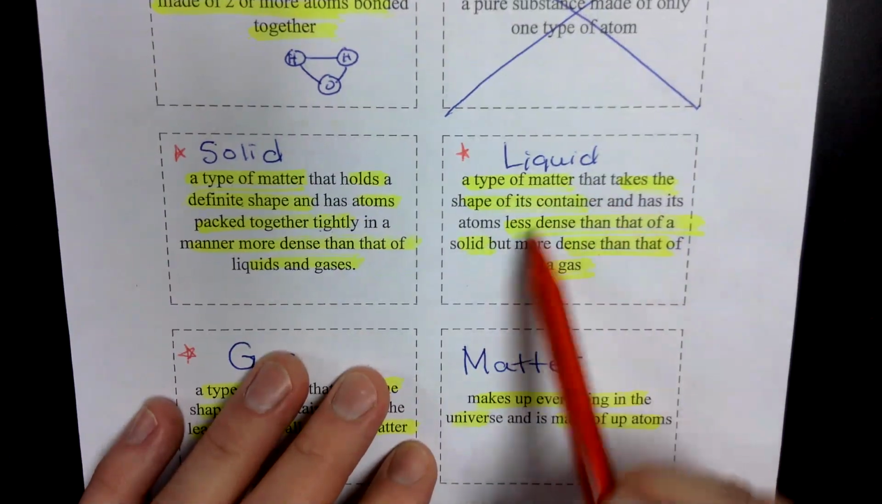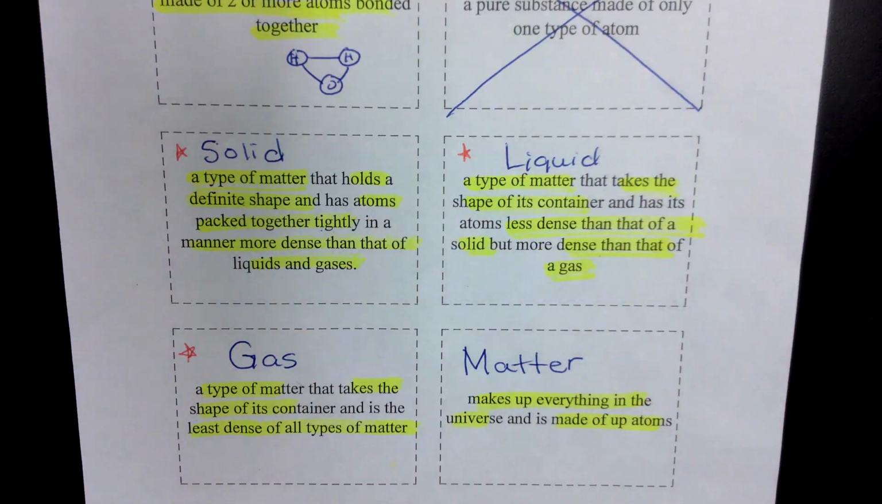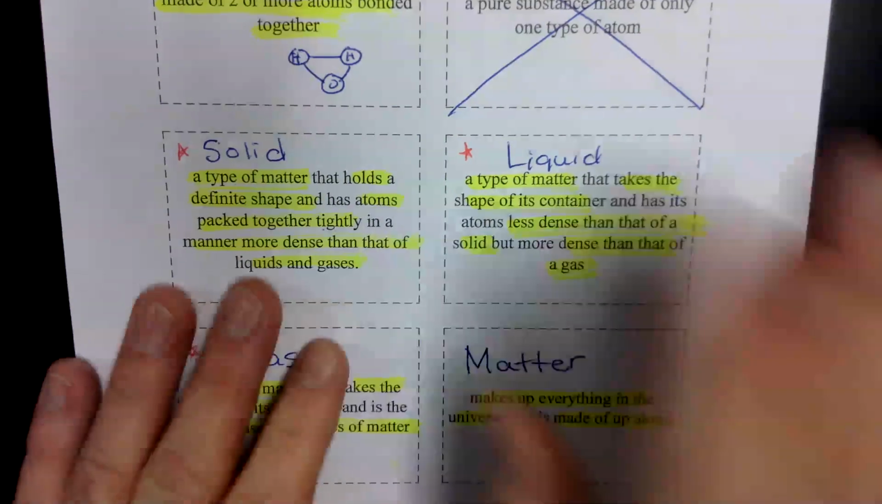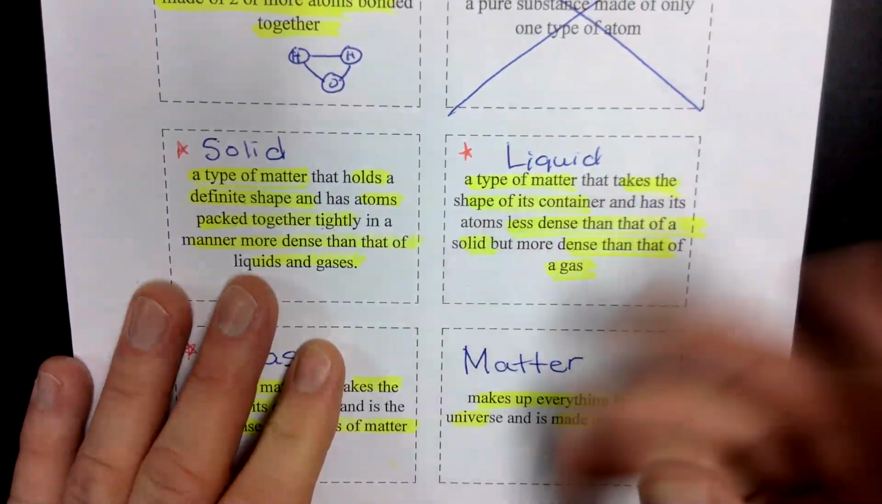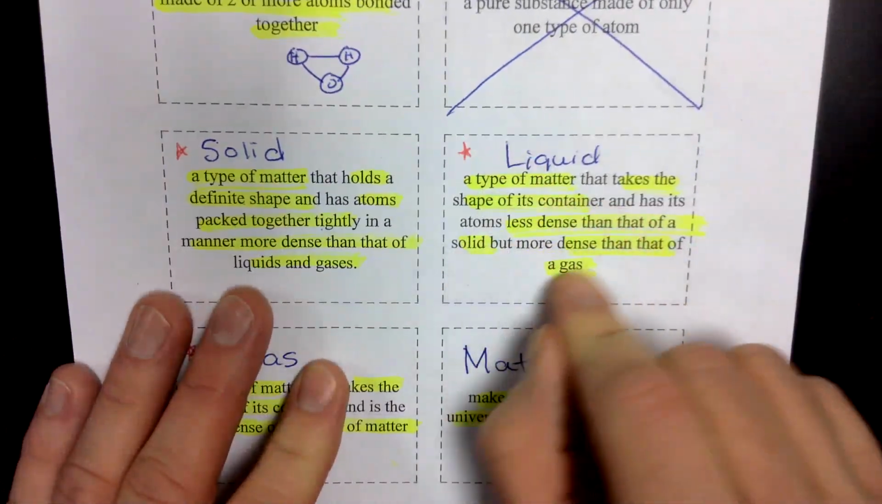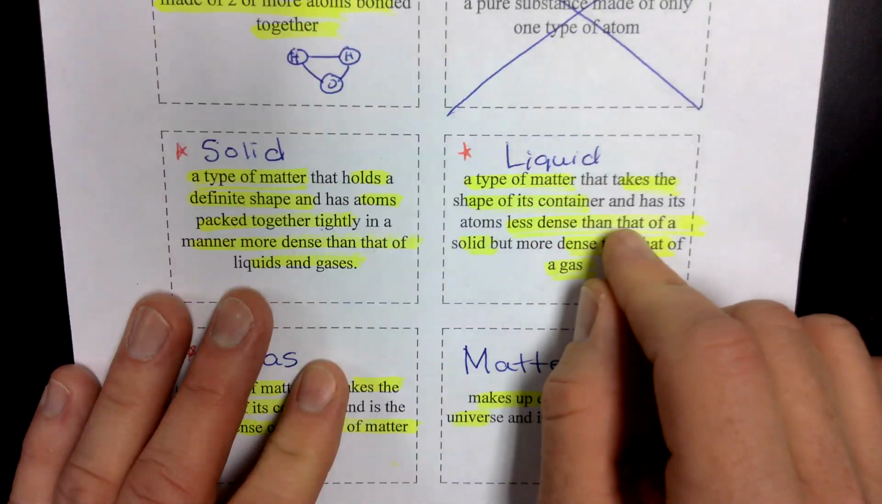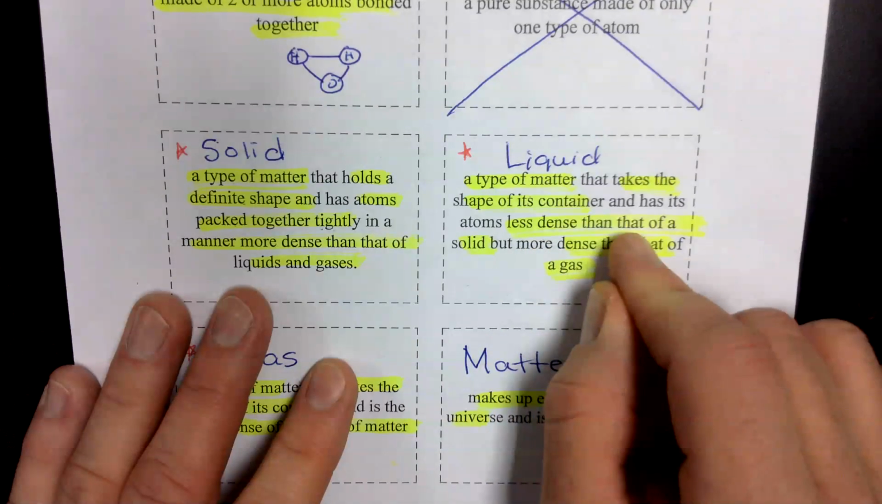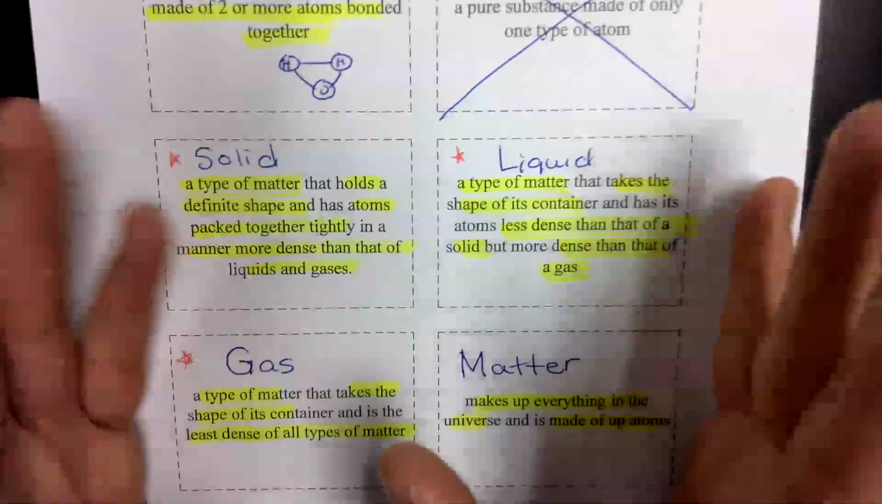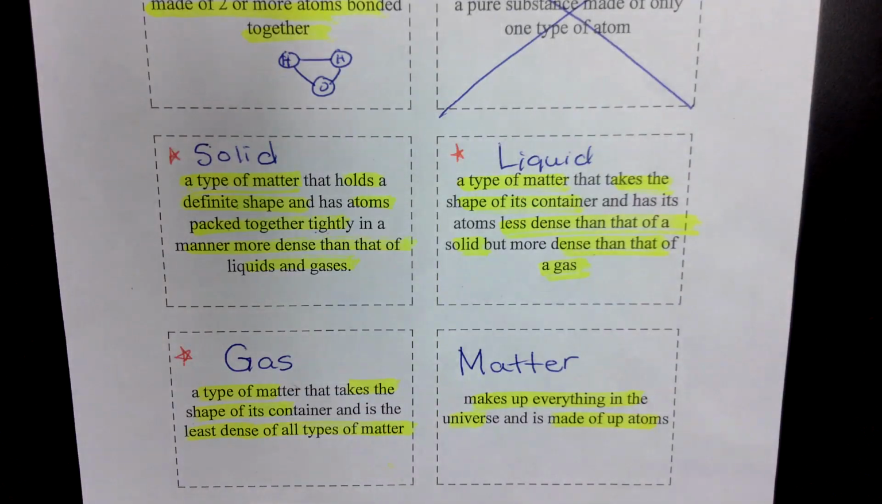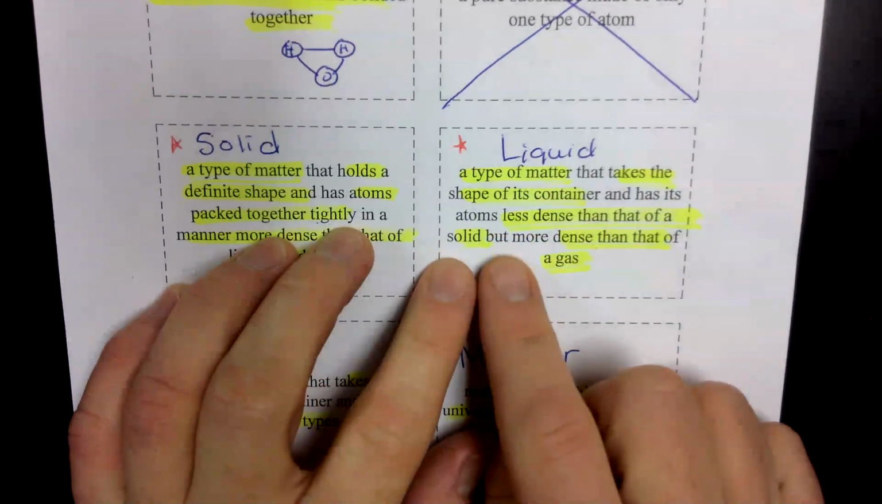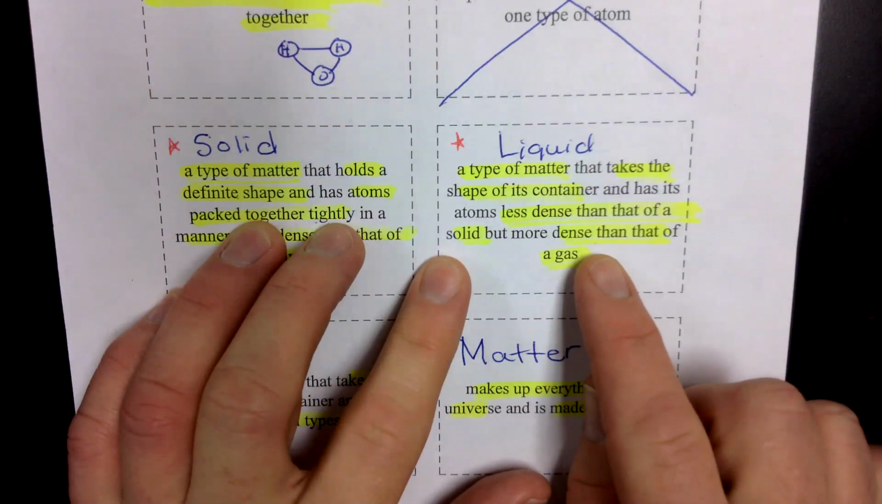Liquids, they take the shape of their container. And I'm out of my water. Darn it, I am. So just imagine I have a water bottle here, and I'm swishing it around. The liquid inside takes the shape of the container, and its atoms are less dense than that of a solid, meaning that the atoms can spread out. That makes sense because you can see that liquids spread out in a container. They fill the container, assuming that you fill the container all the way. So they're less dense than a solid, but they're more dense than a gas.